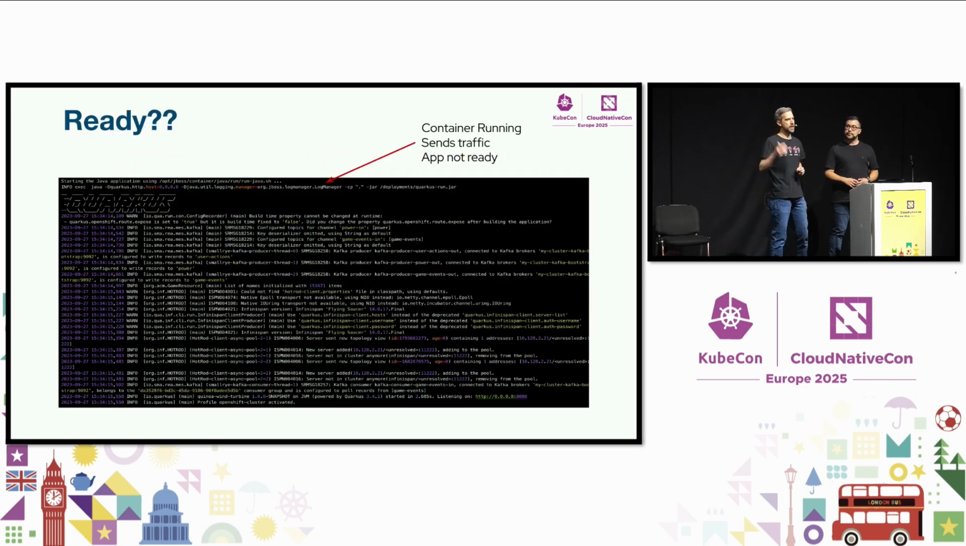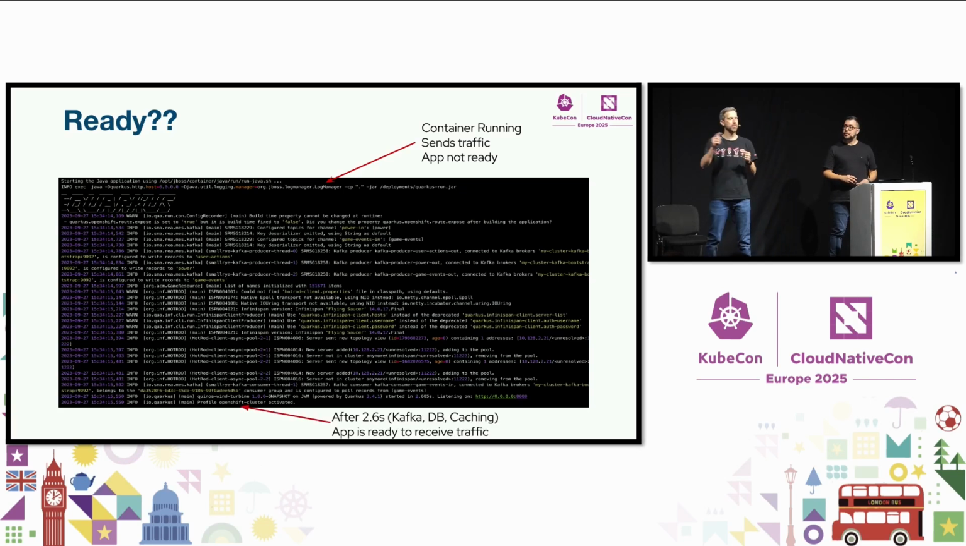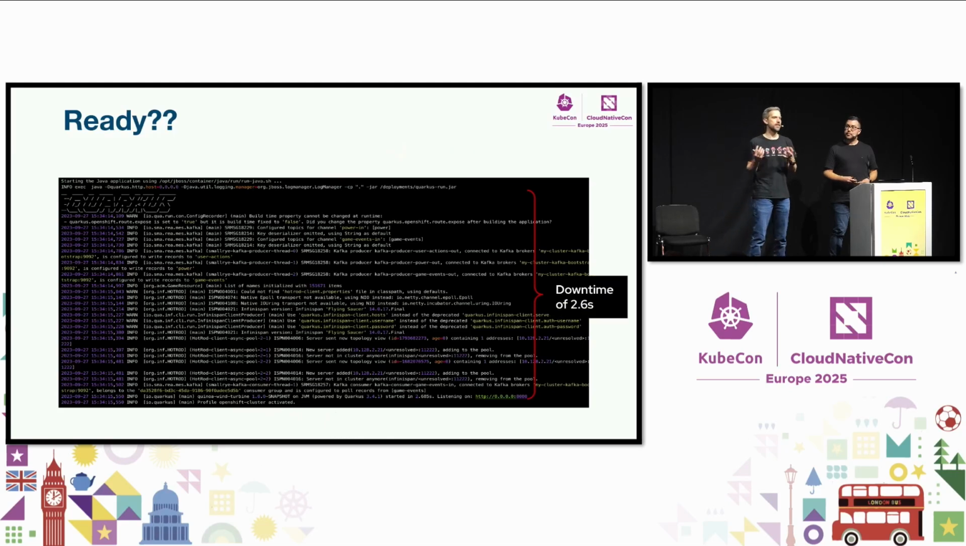So here's an example of an application that was deployed in a container, and it starts up, and it has a dependency on a Kafka cluster, and a dependency on a database, and you can see here that it actually takes 2.6 seconds in this case to establish the connection with the database and with the Kafka cluster. So in those 2.6 seconds, we're actually having a downtime because Kubernetes sees that the container has started up and says, OK, cool, we'll send some traffic to the container. But of course, the application itself is not ready yet.